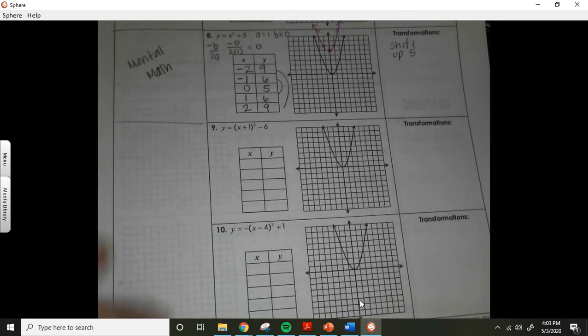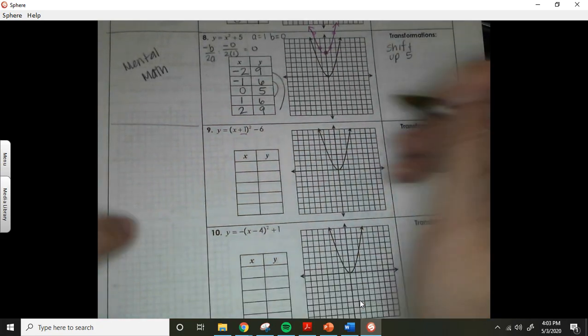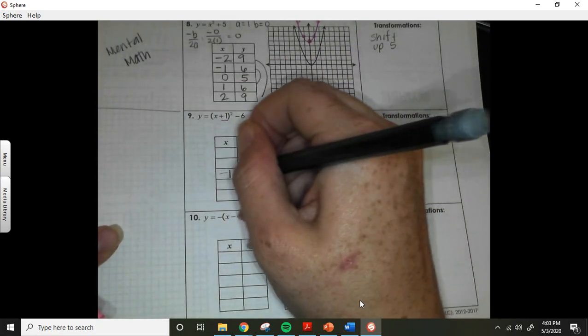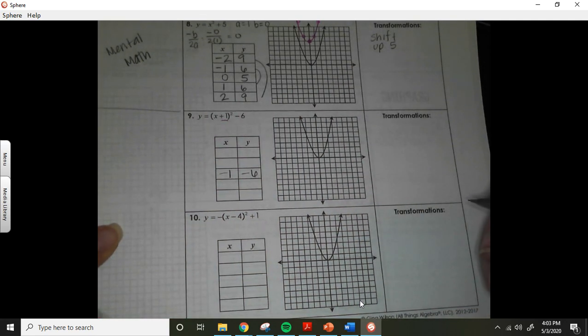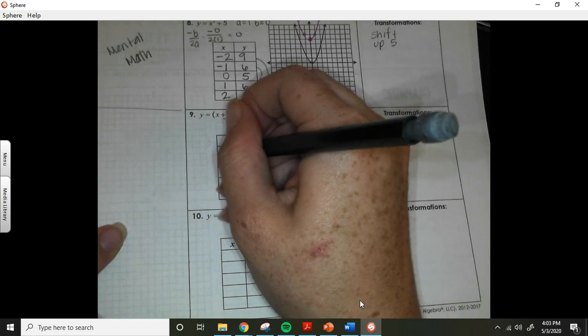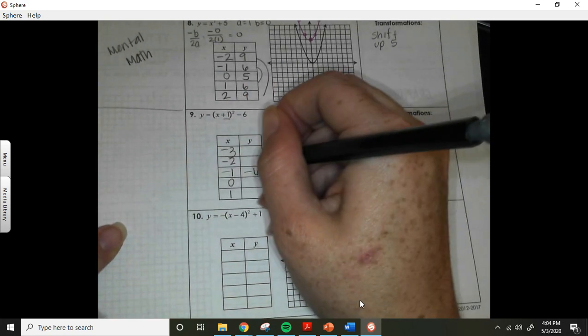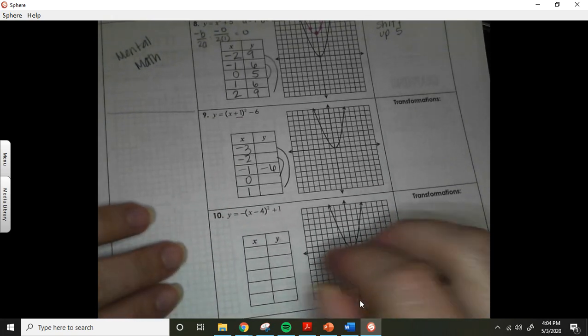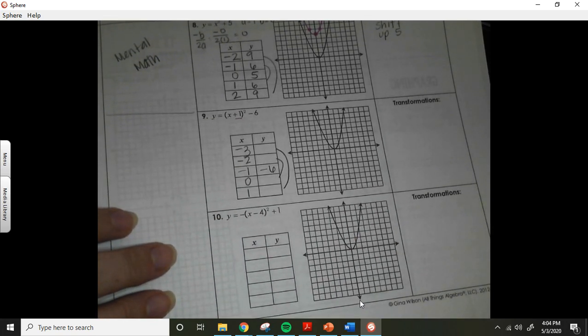Okay, let's look at number 9. If we can practice vertex form by seeing it, I see that this number right here is going to be my x value, which is going to be negative 1. This is going to be my y value, which is negative 6. Now we start filling in this table. So 2 to the left, negative 2, negative 3. This is 0 and 1. These are going to be the same, and these are going to be the same because I picked these numbers on purpose.